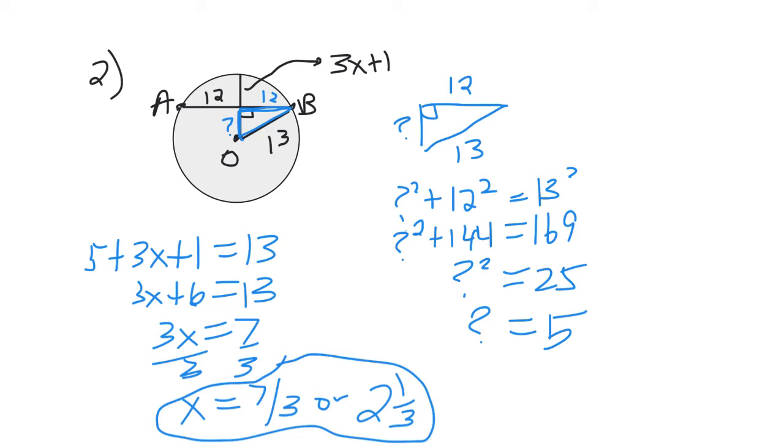Now that I know that this length is 5 right in here, and I also know that the radius is 13, that means the 5 plus the 3x plus 1 must total 13. I can combine like terms and solve it out for x is 7 over 3 as an improper fraction, or 2 1/3 as a mixed number.